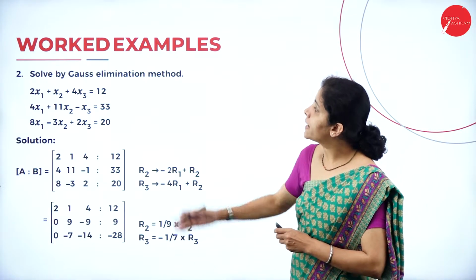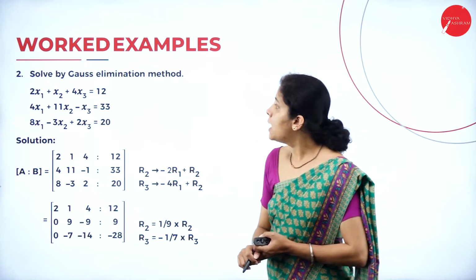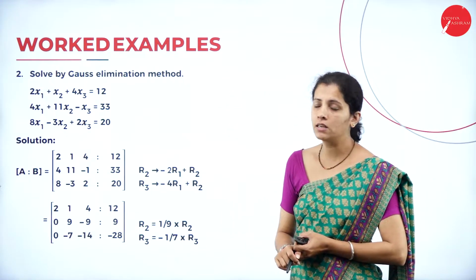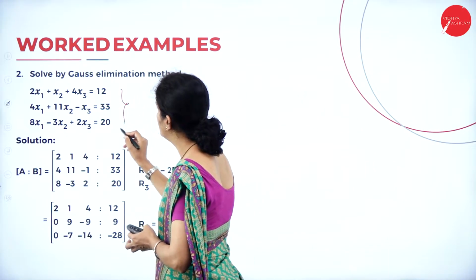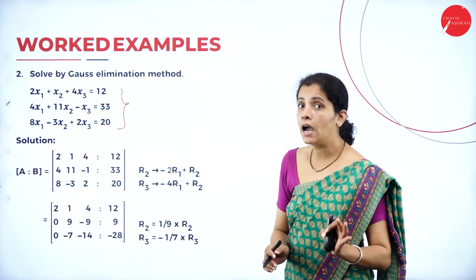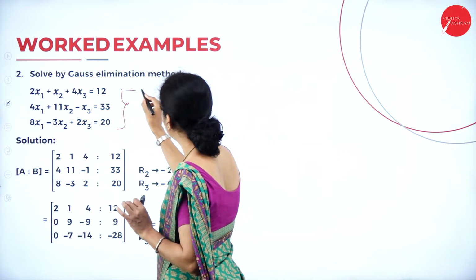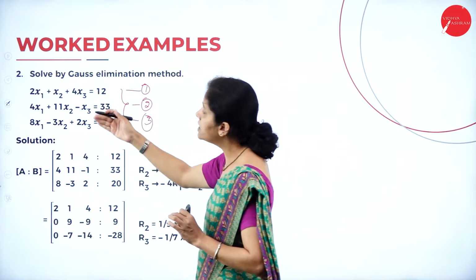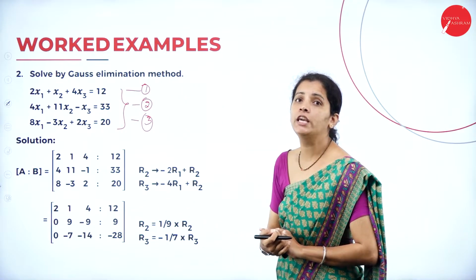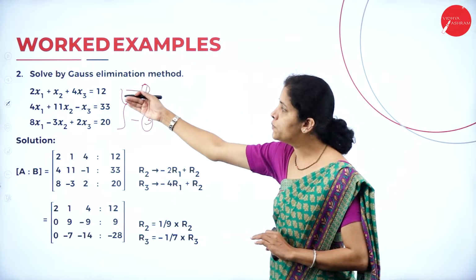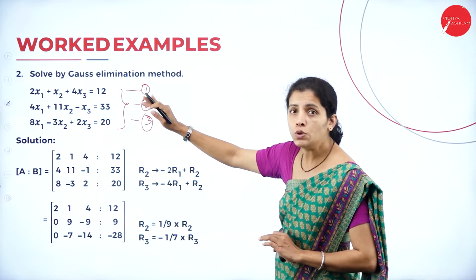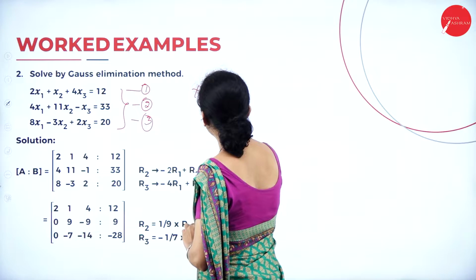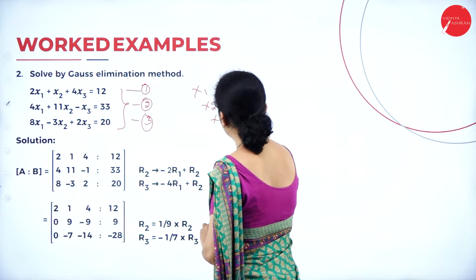Let's see what is my next problem. Here I have the question: solve by the Gauss elimination method. How many equations do I have? Here I have 3 equations, that is equation 1, equation 2 and equation 3, and all 3 equations are independent of each other. By using these equations, I want to find the solution for 3 unknowns. What are the 3 unknowns here? That is x1, x2 and x3.